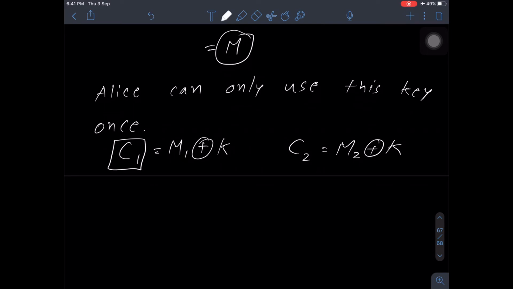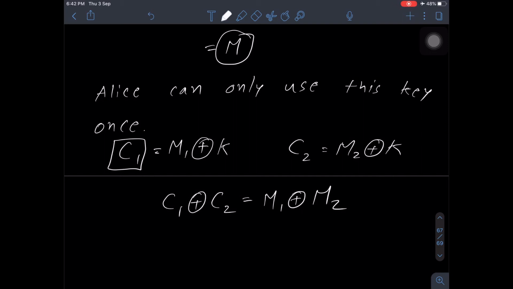So now what happens is that if the eavesdropper tries to add these two encrypted messages, I mean by adding that he performs an XOR operation, then what he or she reads is nothing but M1 XOR M2, because K XOR K would give you 0. This is the same as M1 plus M2.